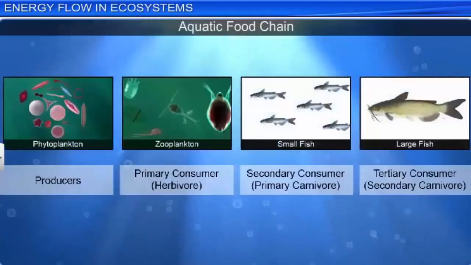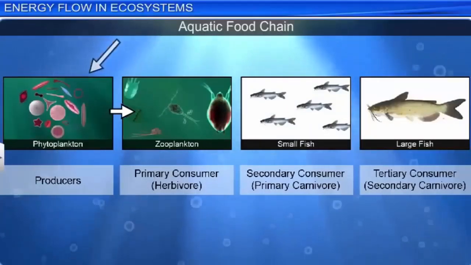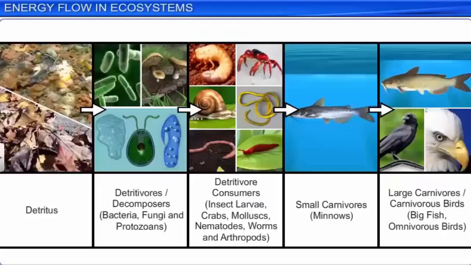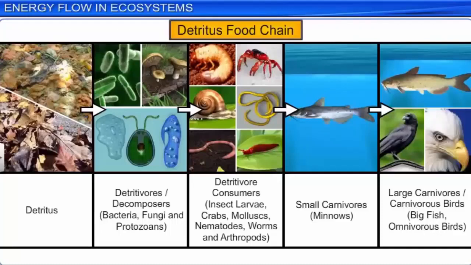Another example of a GFC is an aquatic food chain comprising phytoplankton, zooplankton, small fish and large fish. The second type of food chain, that is the DFC, begins with detritus or dead organic matter, which forms the primary source of energy.